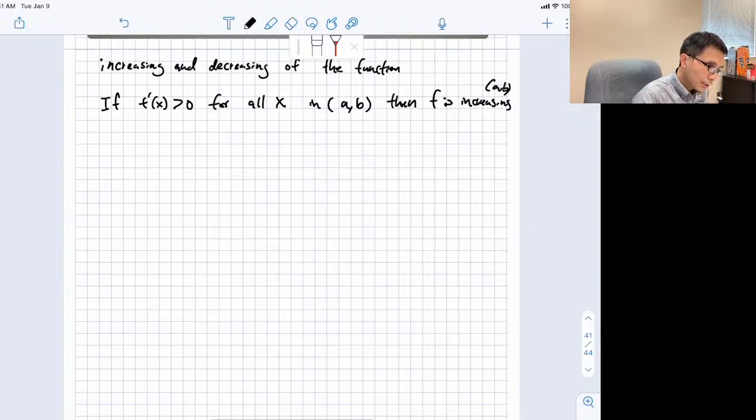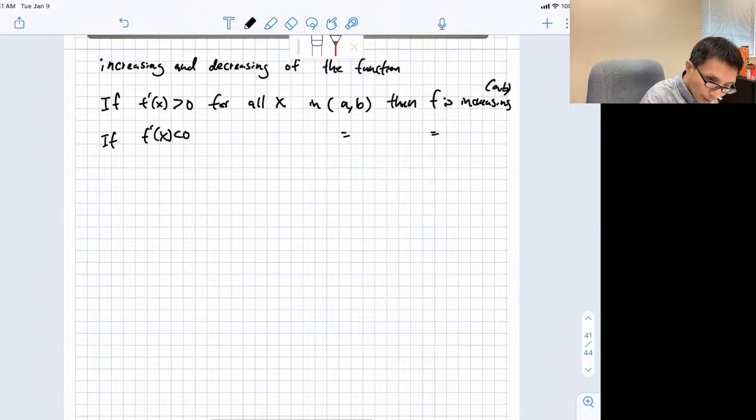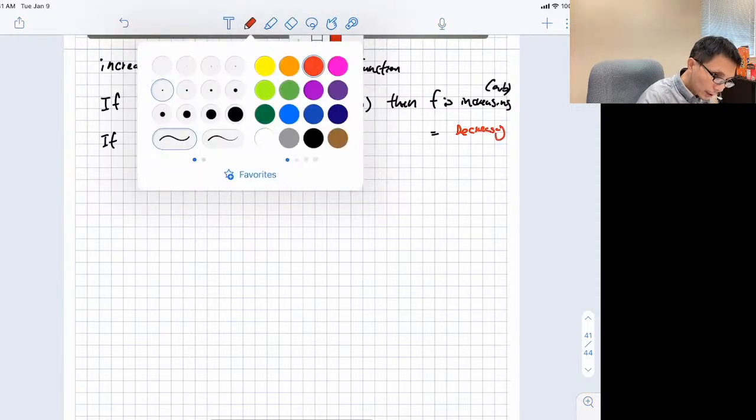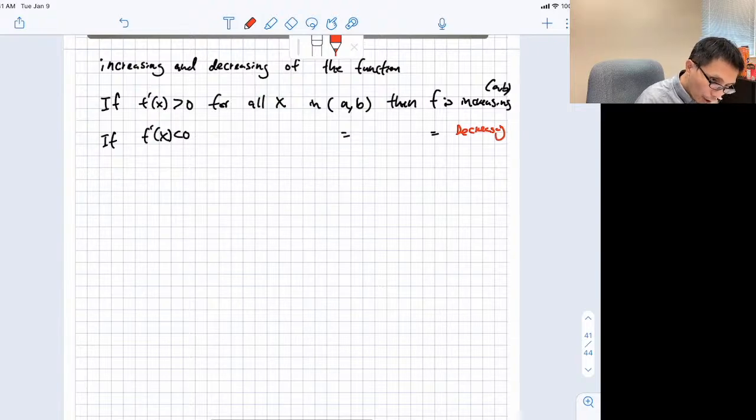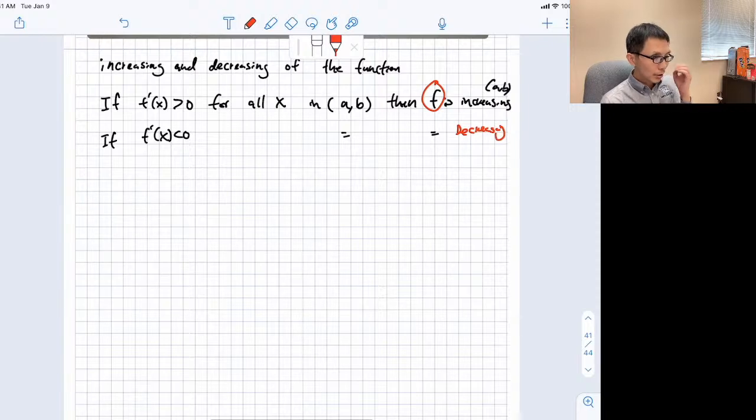Okay. And same thing, I just don't want to rewrite everything. If f prime of x is less than 0, then it's pretty much the same, and f is decreasing. But remember, for all x in f, in the original function, not f prime of x, the original function is decreasing.